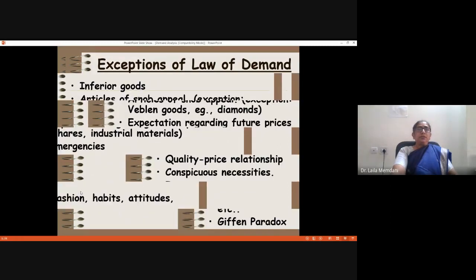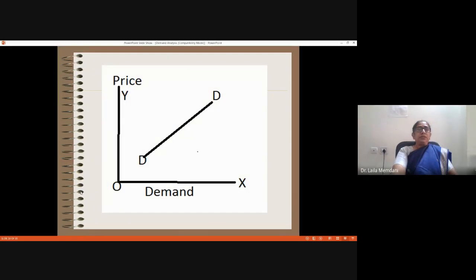Now, coming to the demand curve for exceptional demand, the demand curve slopes upwards from left to right. That is, the law of demand does not apply. When the law of demand applies, the demand curve slopes downwards. Here there is a positive relationship between price and demand.